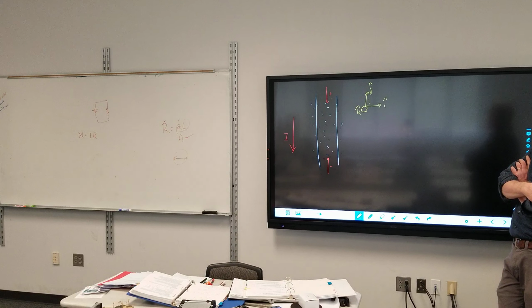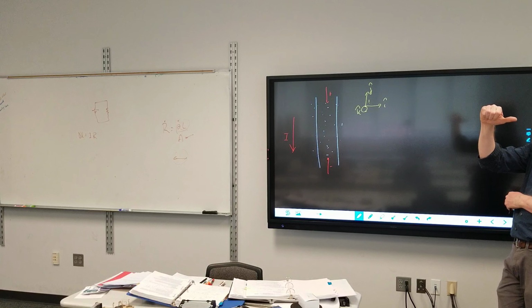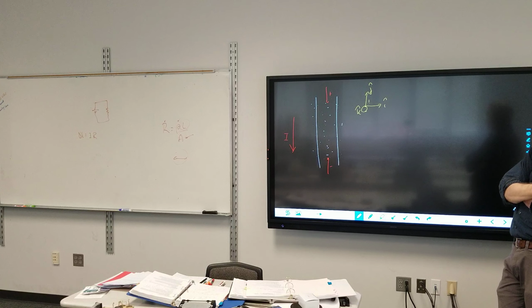How'd you get that? Curl it this way. So you did a curl this way, like this? Is it negative or positive? So what direction is your thumb pointing? Or you let the fingers decide the direction of your hand and the thumb just happens to be pointing that way. If the field is coming out of the board and then current is down, I curl my fingers down.